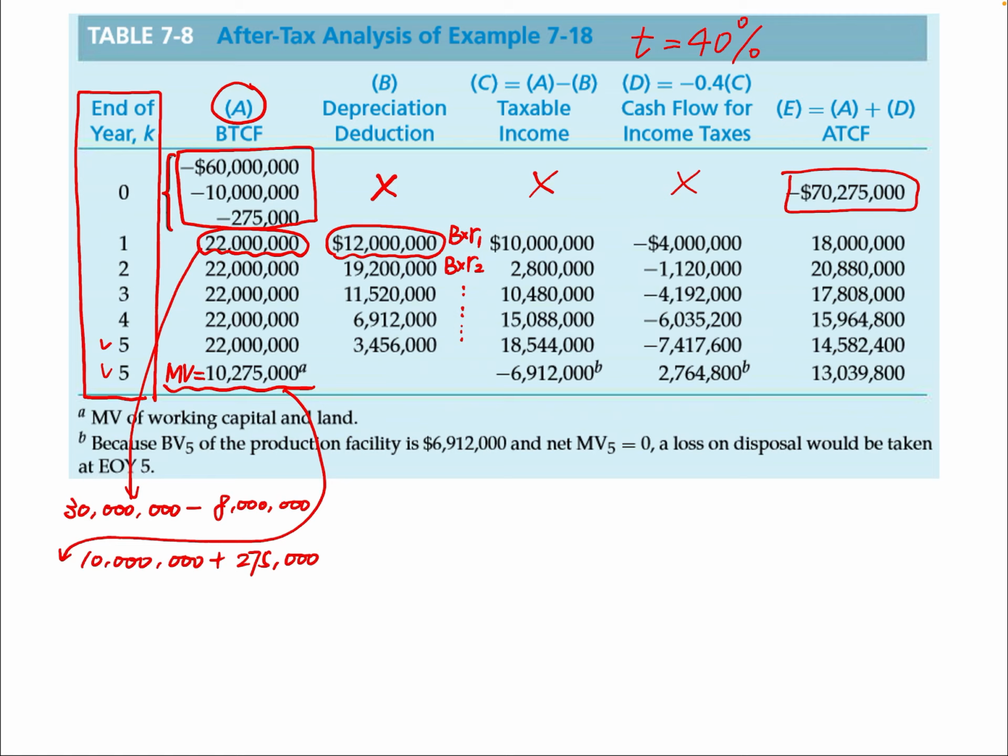And then let's take a look at column C. Column C is whatever you have in column A minus the number in column B. So this 10 million is the result of the number in column A, which is 22 million, minus the number in column B, which is 12 million, which is 10 million, and so on.